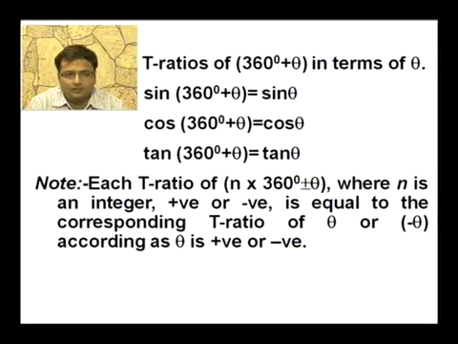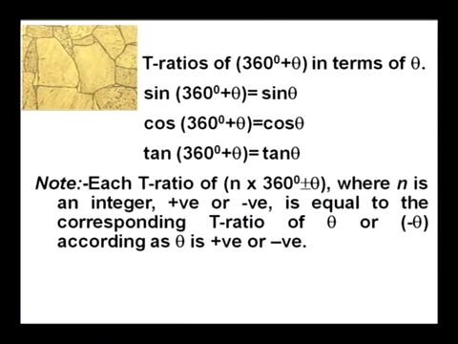And the important note is each trigonometry ratio of n times 360 degree plus or minus theta, where n is an integer, may be positive, may be negative, is equal to the corresponding trigonometry ratio of theta or minus theta, according as theta is positive or negative.